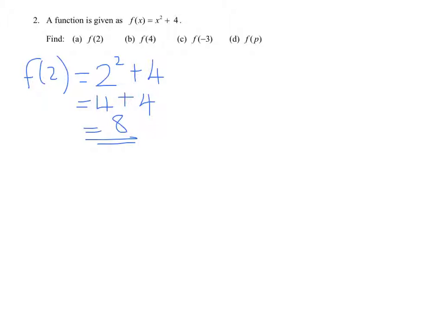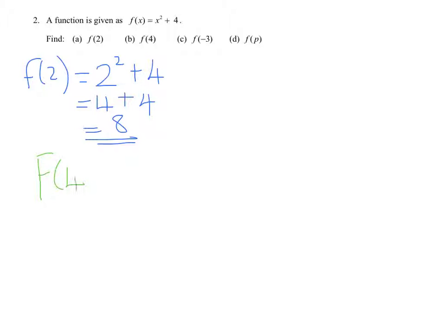Okay, here's another example. The function this time is f of x is equal to x squared plus 4. First thing we're asked to find is f of 2. Now f of x is x squared plus 4, so f of 2 will be 2 squared plus 4. We're just replacing the x with whatever we're asked. In this case, 2 squared is 4, so the function of 2 will be 8.